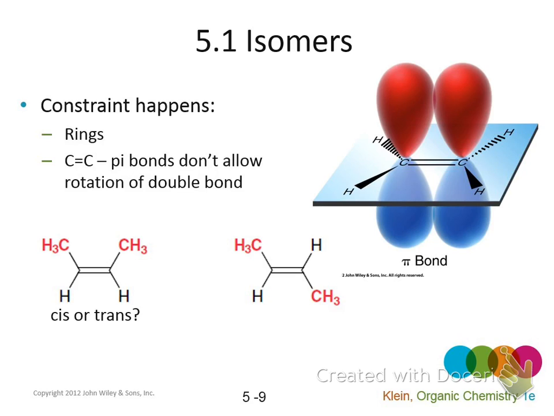So you have this constraint in rings, and you also have it when you have pi bonds, because remember, if I had put a double bond in the middle of this big molecule, put a pi bond in between here, then it doesn't rotate freely, and as a result, I can have cis and trans again, okay? The constraints typically are you have a ring, so it can't rotate, because you can't rotate one half of a ring. You have to rotate the whole thing. And when you have pi bonds.